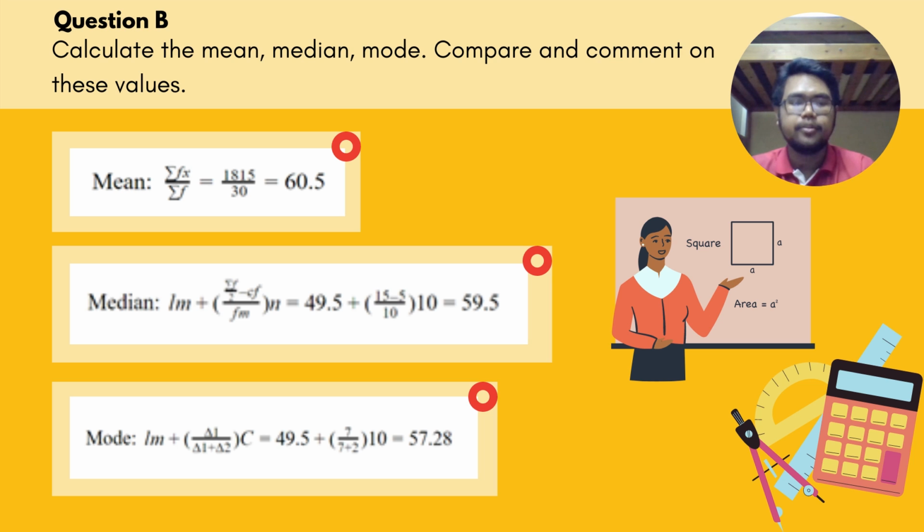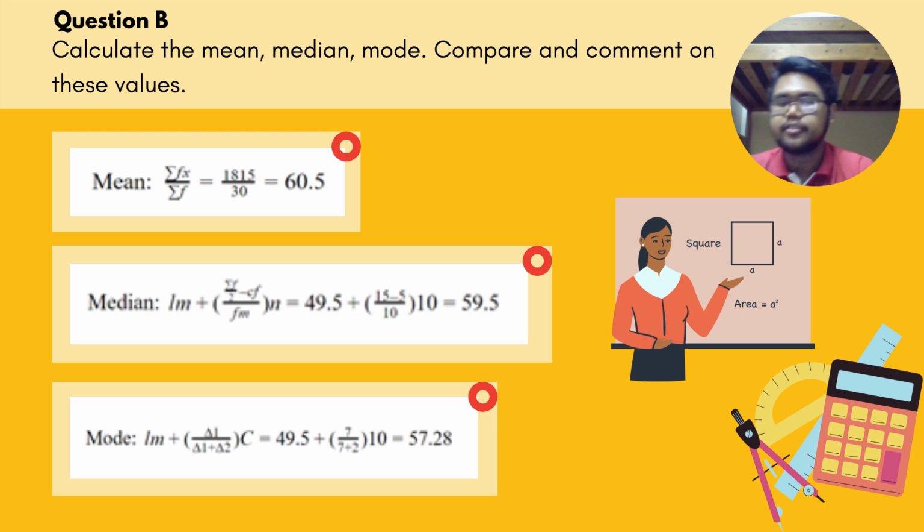Moving on to the mode. Based on the table, we should know which class has the most frequency, and again it's 49.5 to 59.5. Based on that, we just plug into the formula. Now, Lm again is the lower limit, plus delta 1 over delta 1 plus delta 2, times C. Now, delta 1 is just the frequency of the mode minus the frequency of the class before it, which means our frequency of mode is 10 minus the frequency of the class before it, which is 3.